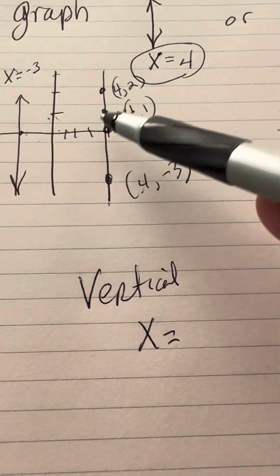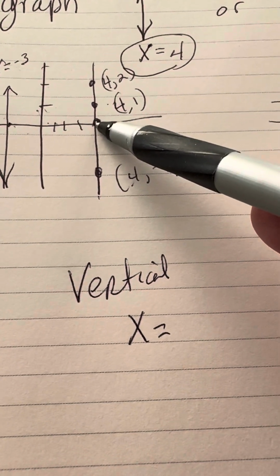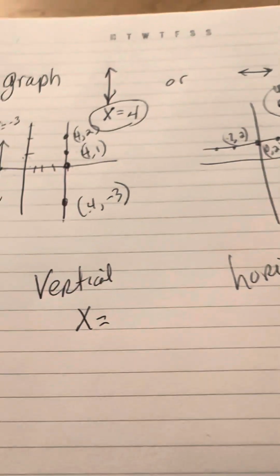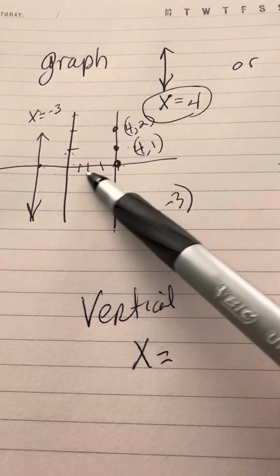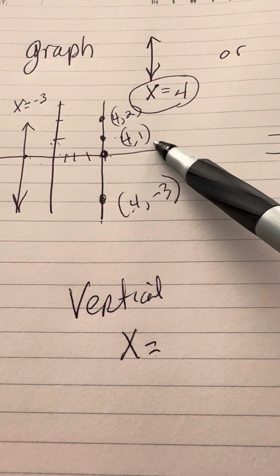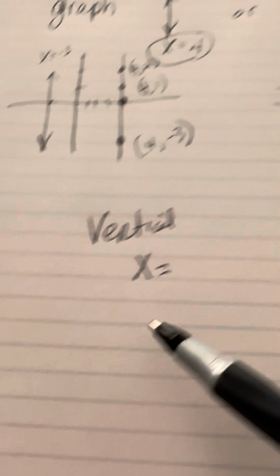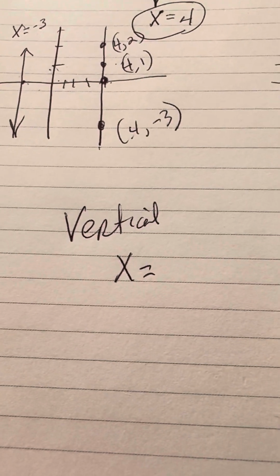So vertical lines are x equals some number, whatever number is crossing through the x-axis. Horizontal lines are y equals equations. And they're opposite because we think of the horizontal line as the x-axis, so we think that if it's an x equals equation, it should make a horizontal line. So it's backwards from what we expect it to be.